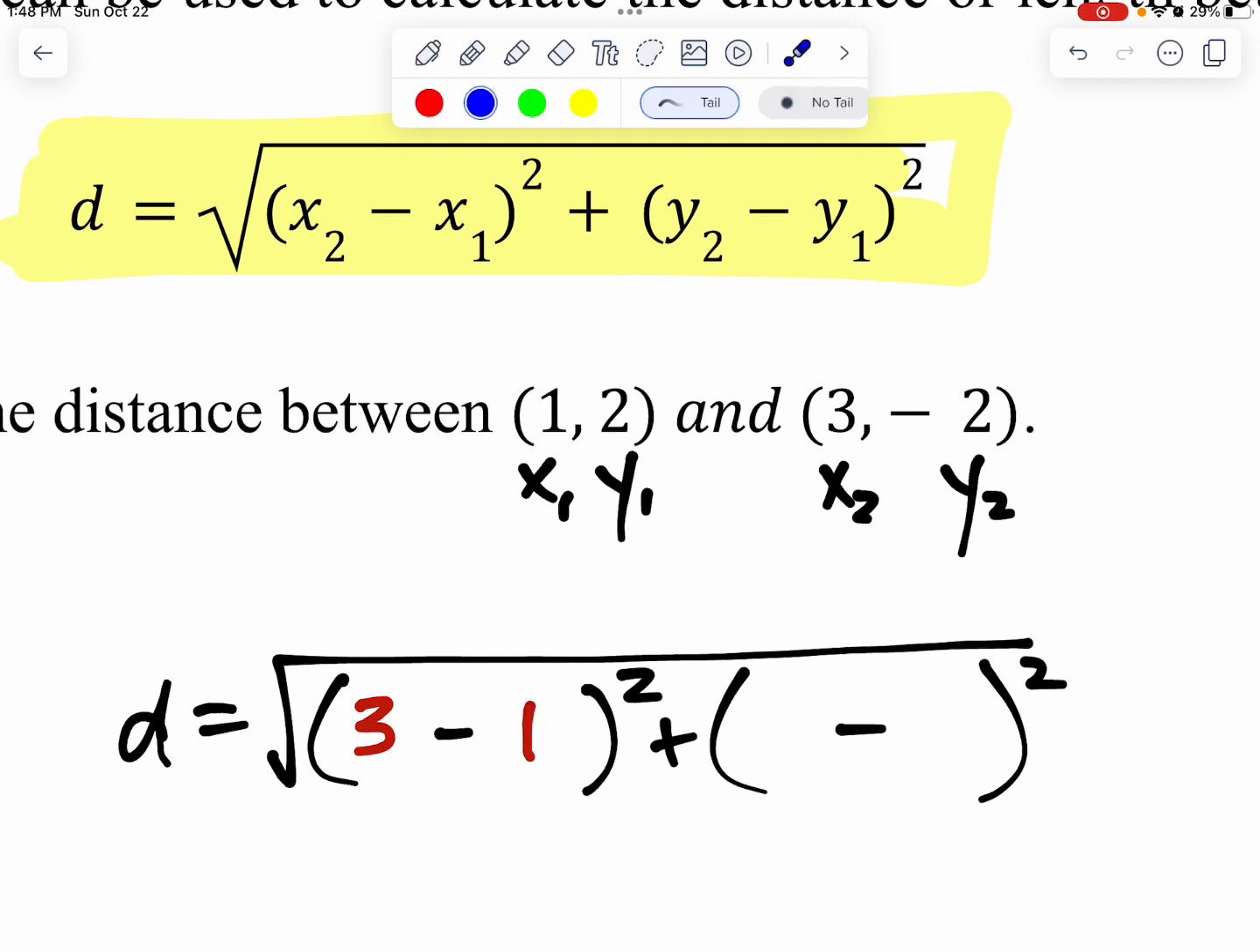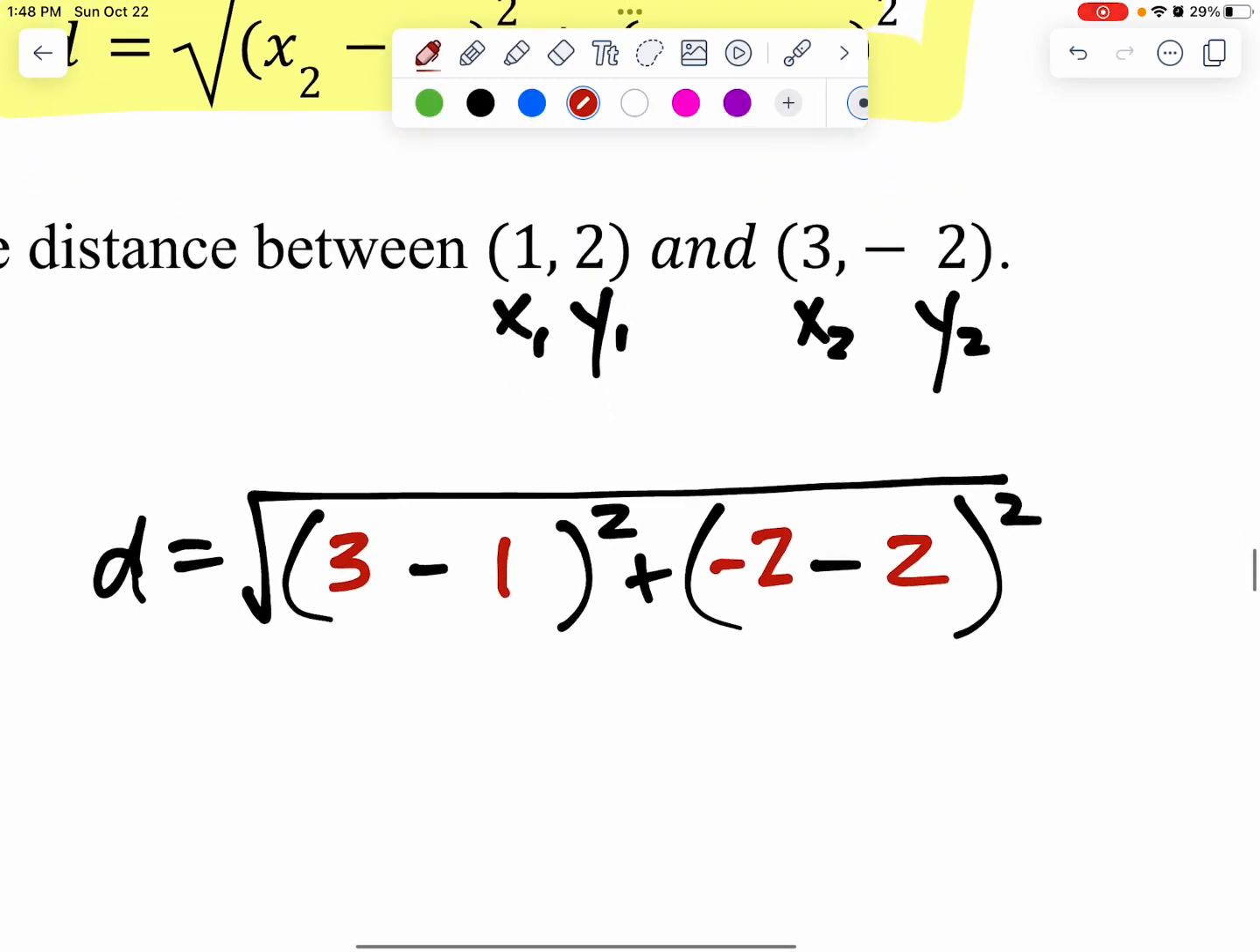The next thing in the formula is the second y. Where is the second y? There it is. So I'm going to put, oh, it's a -2. Careful, make sure you bring the sign with it. And the last thing is the y1, the first y. That's a 2. Okay, great. I'm going to put 2. All right, now I need to solve this thing.